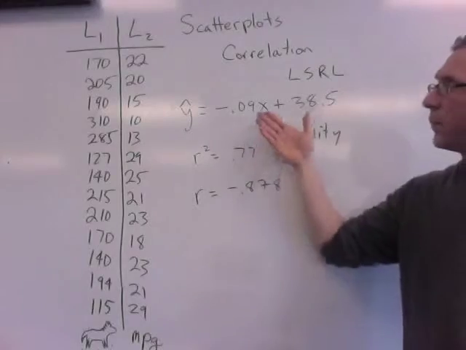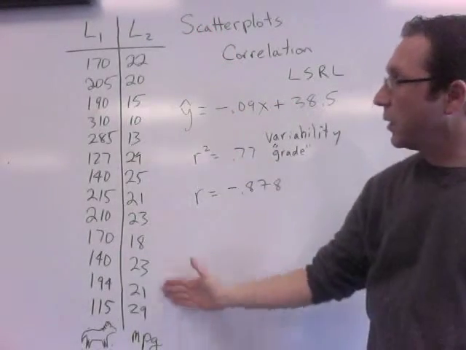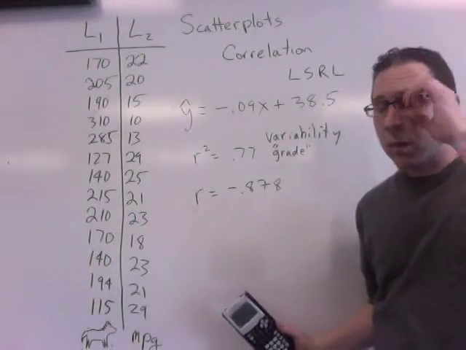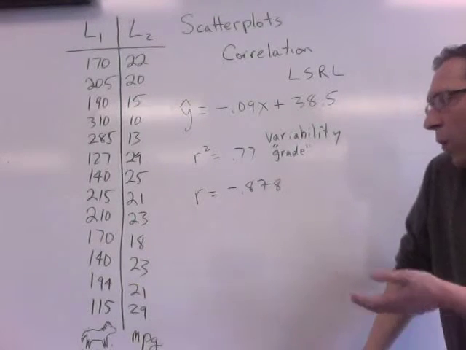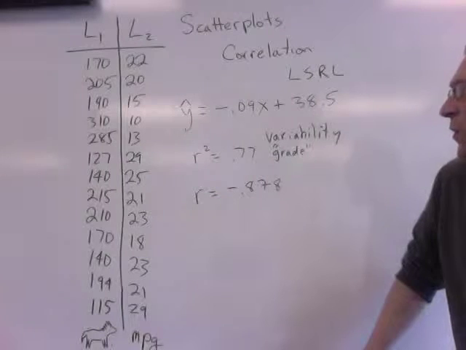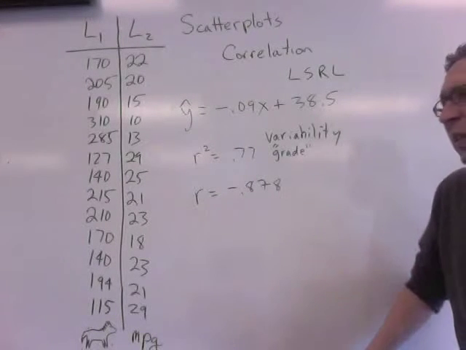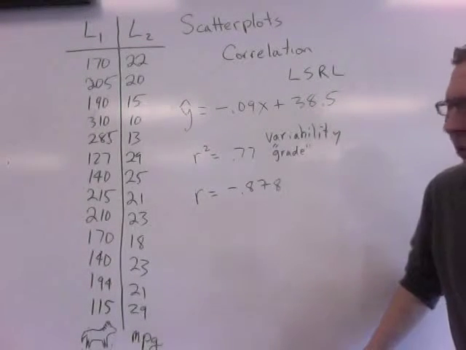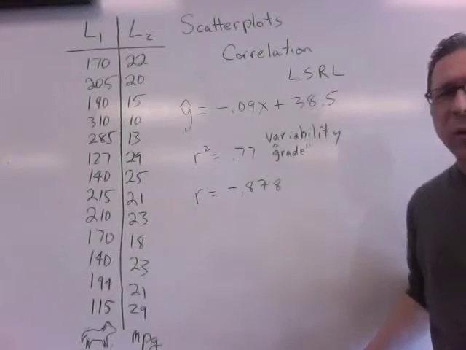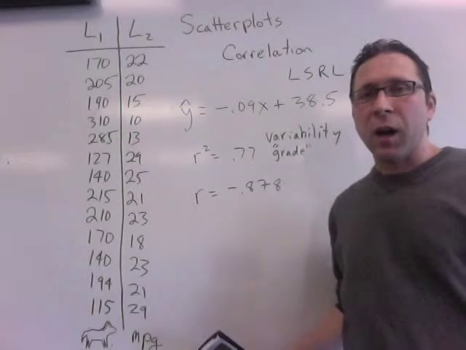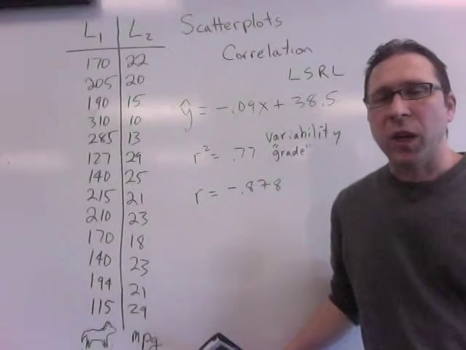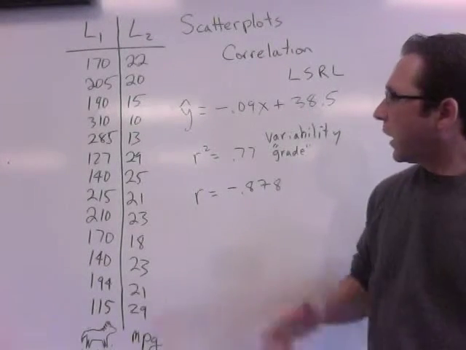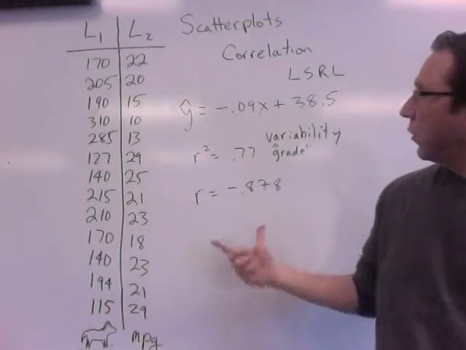77% of the variability in miles per gallon can be explained by the horsepower. In other words, horsepower is responsible for, or can explain, about 77% of the car's miles per gallon. 23% of the miles per gallon are due to other influences, such as shape of the car, weight of the car, other types of phenomenon associated with the car. So it gets a pretty decent grade with the variability.